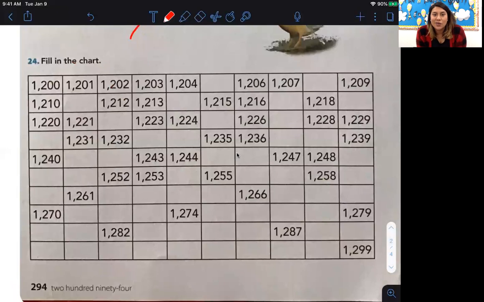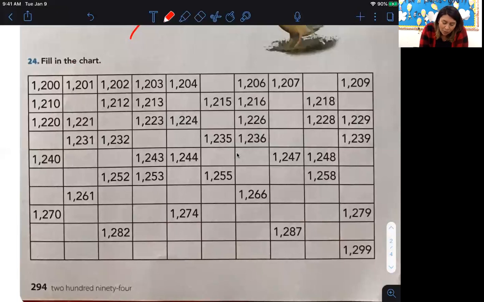Oh my goodness, this is a really big chart, but guess what? It's in sequence and it's going in order, and I know you can do this. Let's do the first couple together, and then you can handle this all on your own. Are you ready? 1,200, 1,201, 1,202, 1,203, 1,204. What comes next?